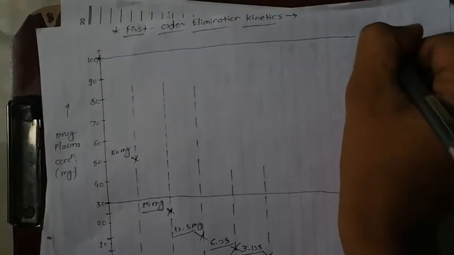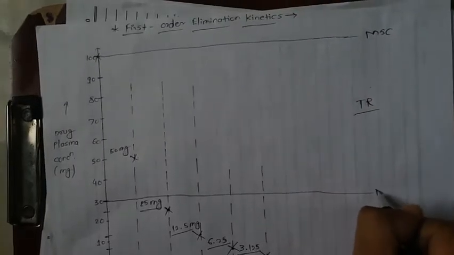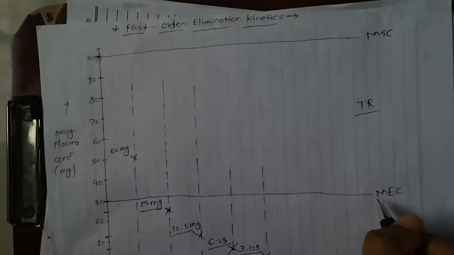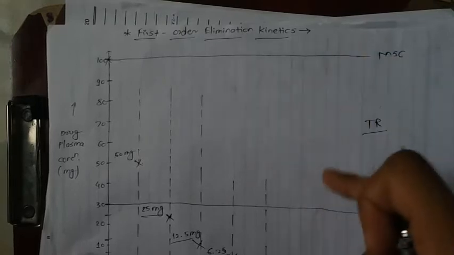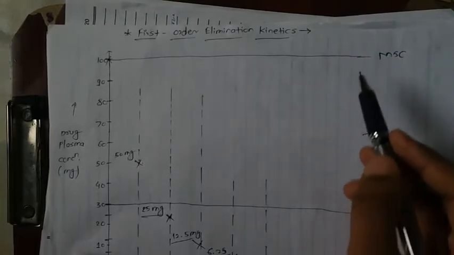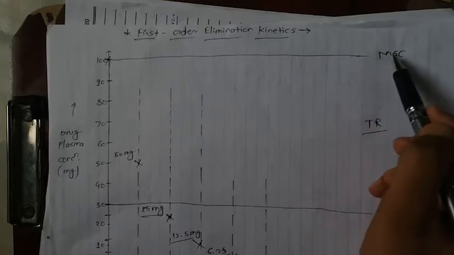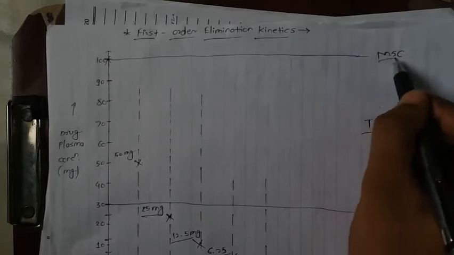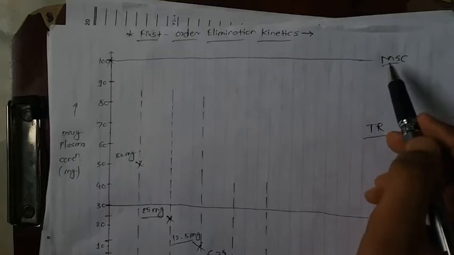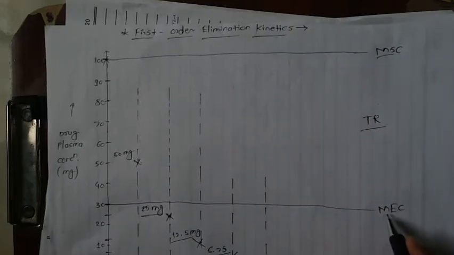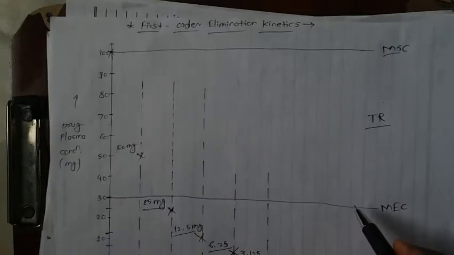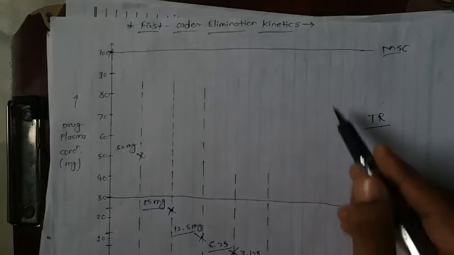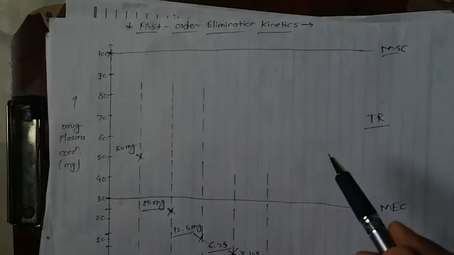So this is maximum safe concentration, and this one is minimum effective concentration. So drug concentration must be in between that therapeutic range to show its pharmacological activity. If concentration of the drug is above maximum safe concentration, then it shows adverse effects, and if it is below minimum effective concentration, it will not show its intended pharmacological activity. So drug concentration must be in the therapeutic range to show optimal effect.